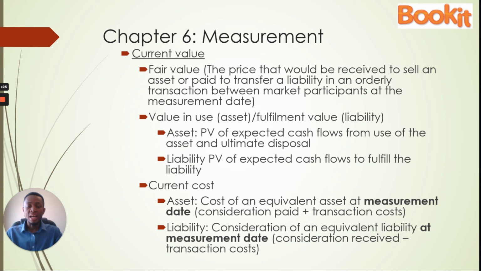The current cost of an asset is the cost of an equivalent asset at measurement date. So this is the consideration paid on measurement date plus transaction cost. And the current cost for a liability is the consideration of an equivalent liability at measurement date. So this is the consideration received at measurement date less transaction costs.